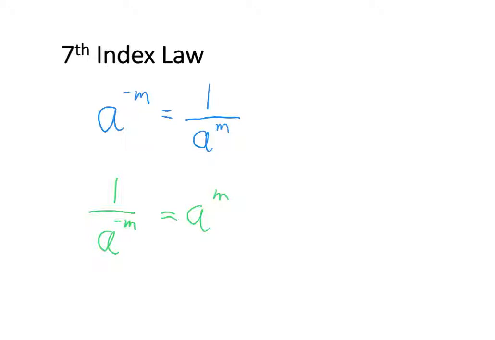So in the first one, it is moved from being in the numerator down to the denominator. In the second rule, it's already in the denominator and we move it up to the numerator for it to become a positive. Now let's have a look at some examples.